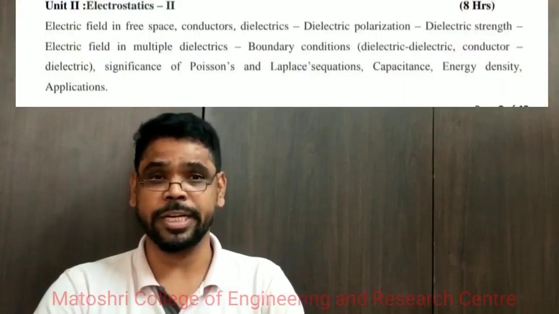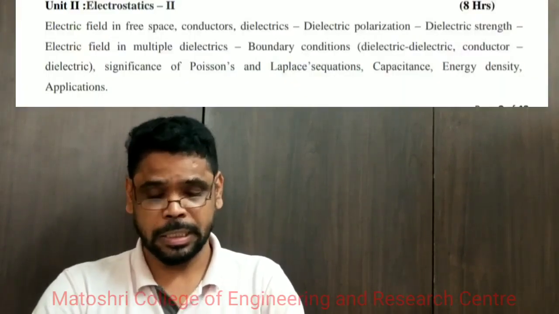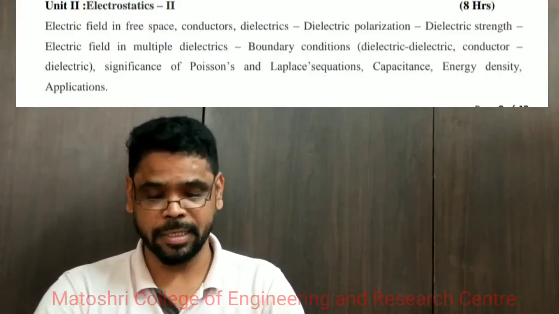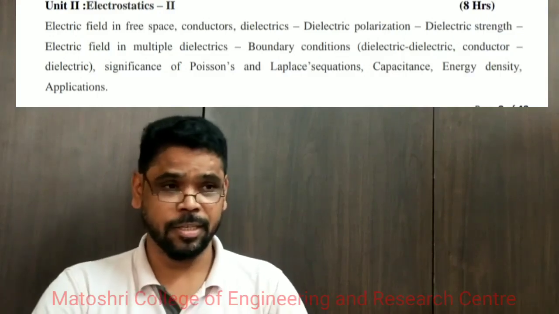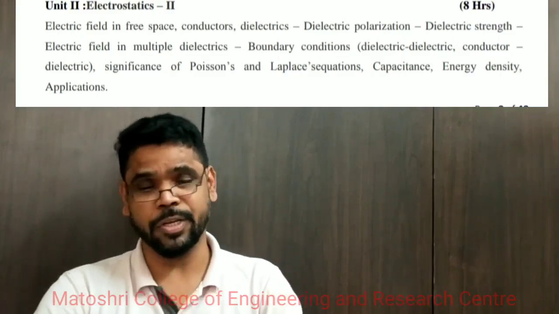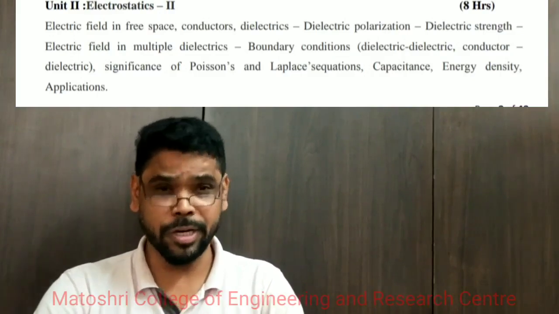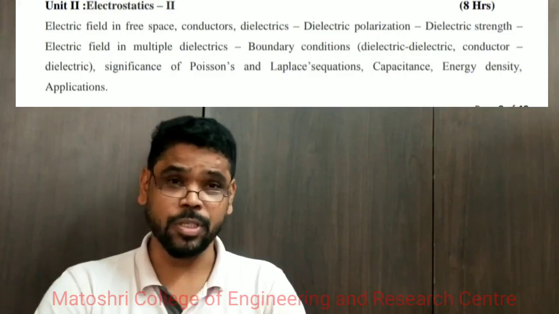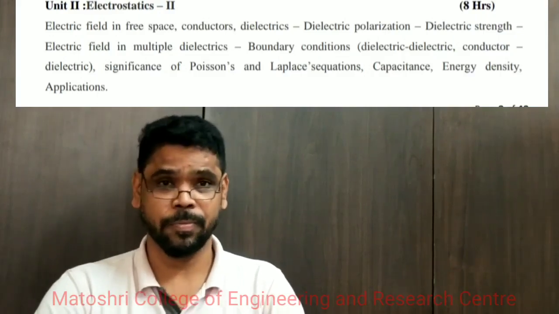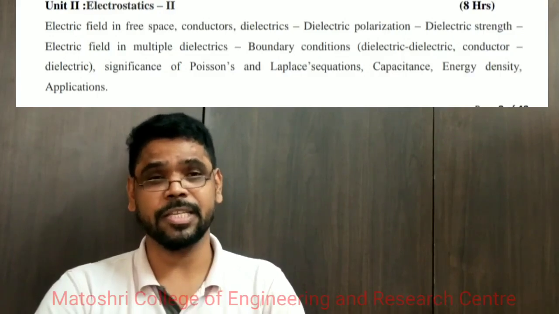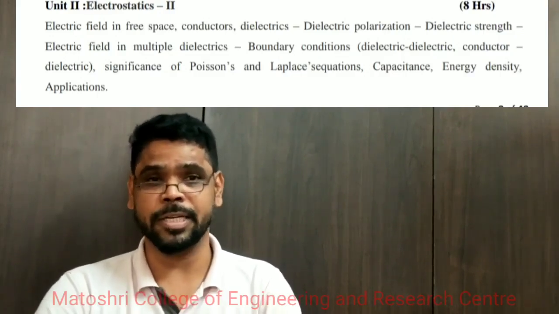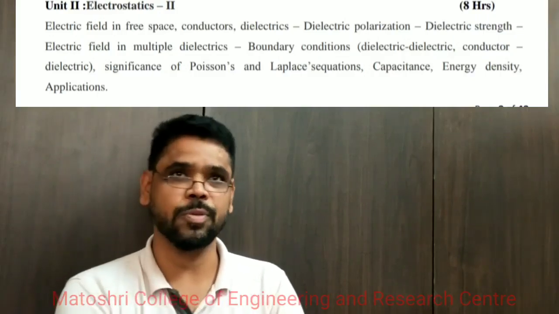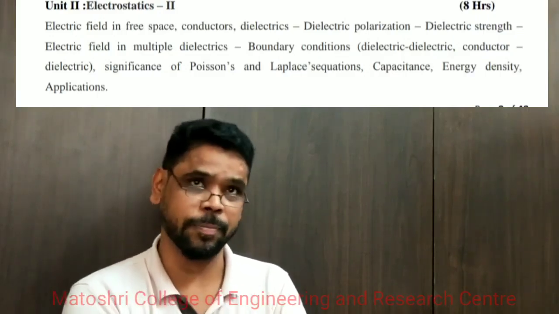Unit 2 is electrostatics 2, which deals with dielectrics, polarization of the dielectric, the dielectric strength, the nature of electric field in the various dielectrics, boundary conditions, then the energy density, Poisson's and Laplace equations, then the capacitance, various types of capacitance, the parameters related to capacitance, and the combination of capacitances. So the first unit deals with electrostatics, a static electric field.